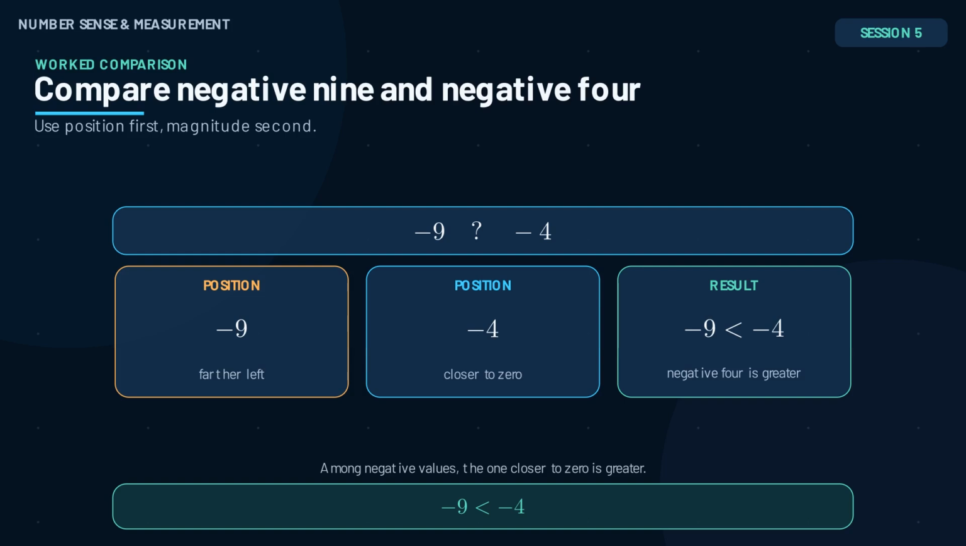Compare -9 and -4. -9 is farther left on the number line. -4 is closer to 0, so -4 is greater. Equivalently, -9 is less than -4. The magnitude 9 is larger, but the signed value -9 is smaller.